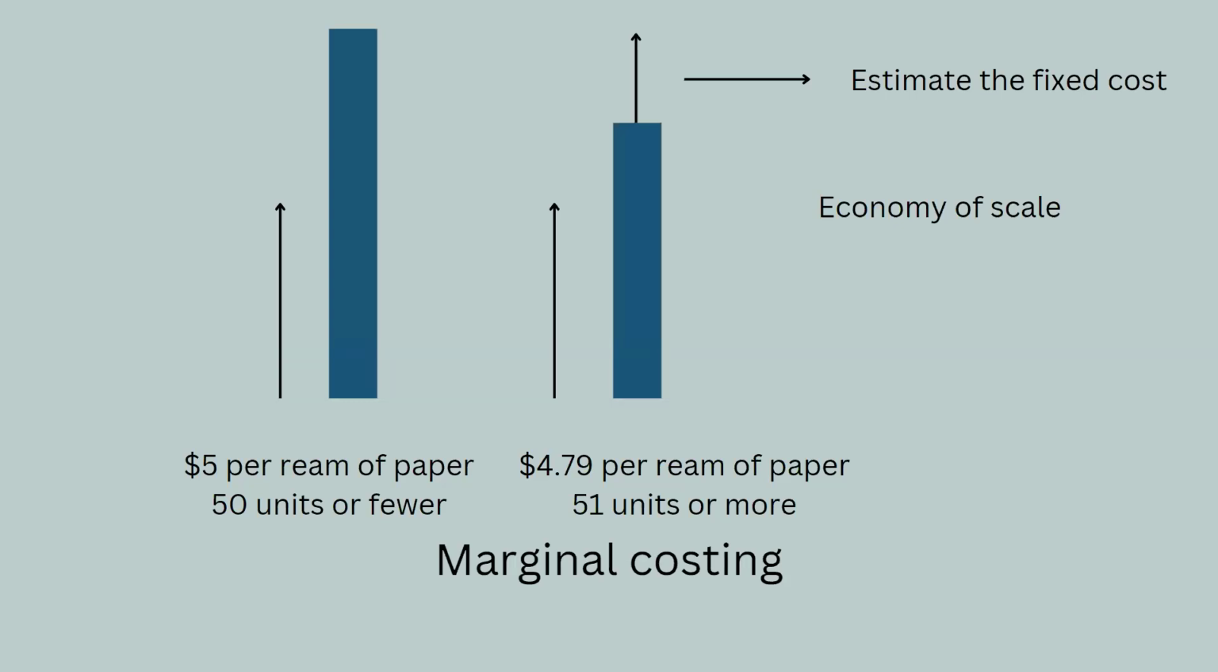So for example, on the screen, you can see that I have two quotes for the printing paper for my office. Okay, if I purchase 50 reams of paper or fewer, then the price would be $5 per ream. But if I purchase more than that quantity, then the unit price would reduce a little bit. Okay, $4.79.